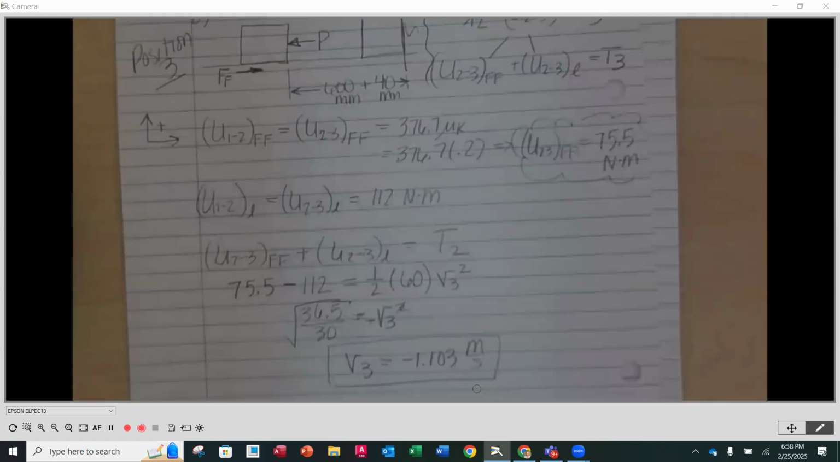Okay, any questions on our first problem? Kind of two distinct problems in this one.